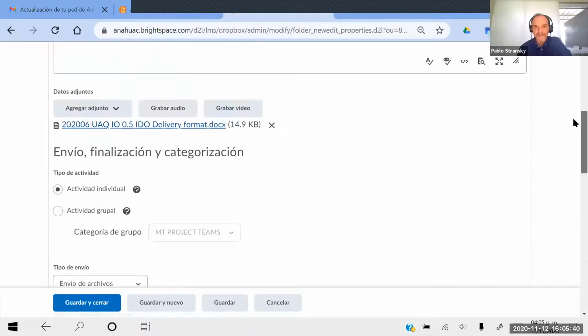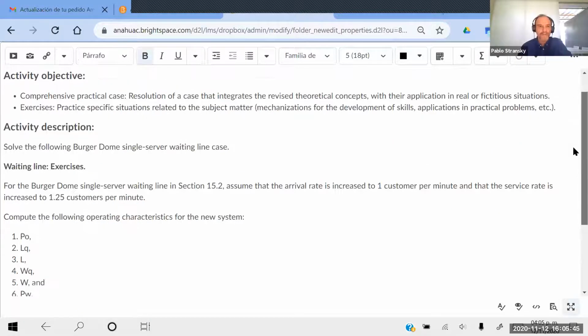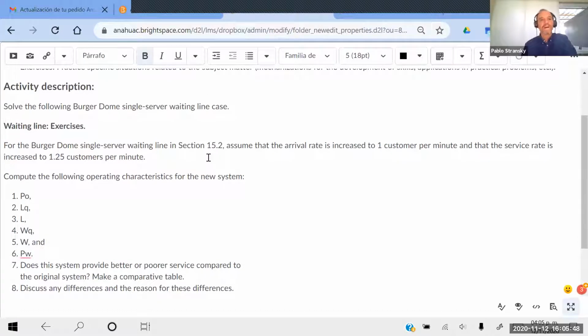Where's the case? Here it is. Okay, so solve the following Burger Dump single server waiting line case. For the Burger Dump single server waiting line in section 15.2, today we're gonna see section 15.2. Assume that the arrival rate is increased to 1 customer per minute and that the service rate is increased to 1.25 customers per minute. The arrival rate is the lambda we saw last class, okay? And the service rate is mu we saw also.